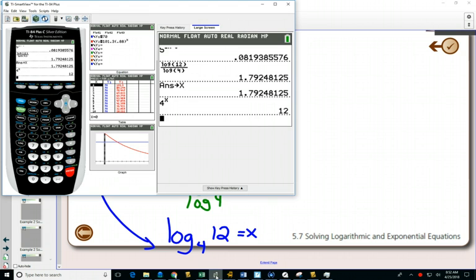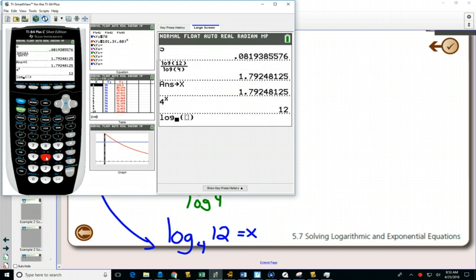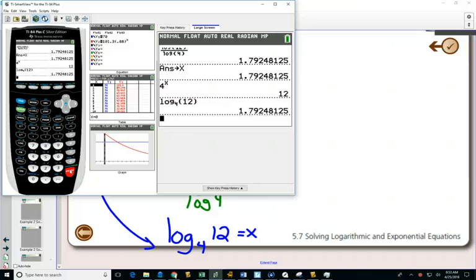And if I go to my calculator and go to number 5, log base, and type in log base 4 of 12, notice I get the same answer. So using the definition of the logarithm here is even faster than taking the log of both sides. Should we always use the definition of the logarithm? No, it only works in these simplistic ones. And so in that case, it's nice to use that for a shortened form.